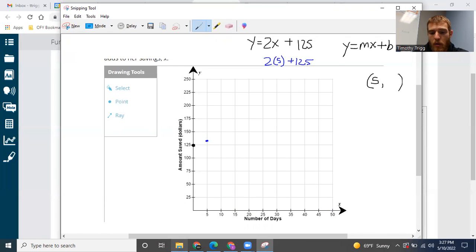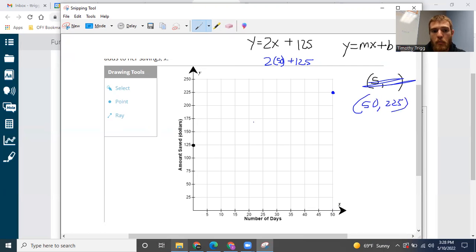Well, I know it'll definitely work with 50 here. So let's figure out how much she'll have after 50 days of saving. So I'm going to replace this X with 50 in this case. So 2 times 50 plus 125. 2 times 50 is 100. 100 plus 125 is 225. So I know this point will be right here. So scratch that. We'll be using 50 comma 225.